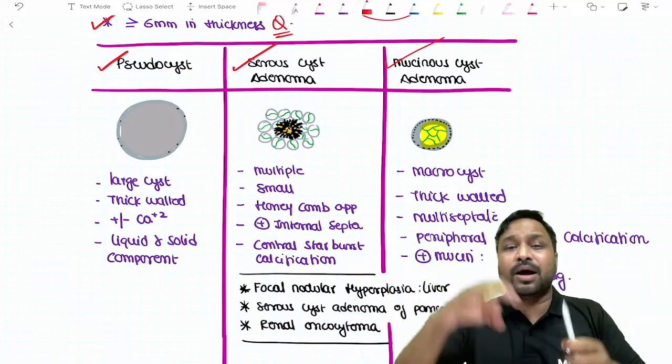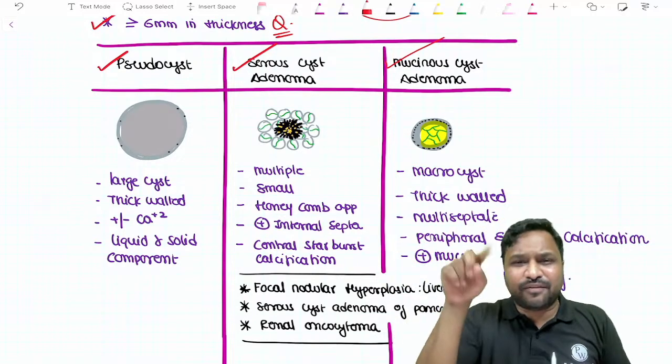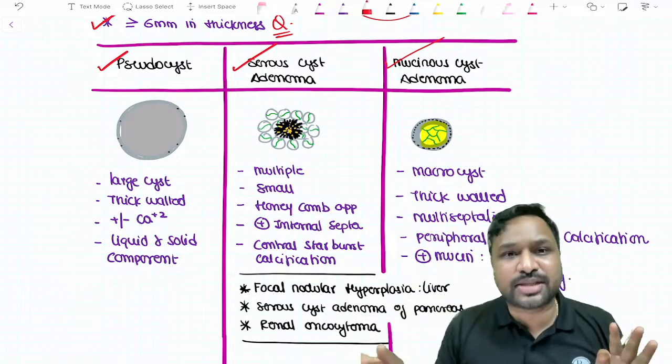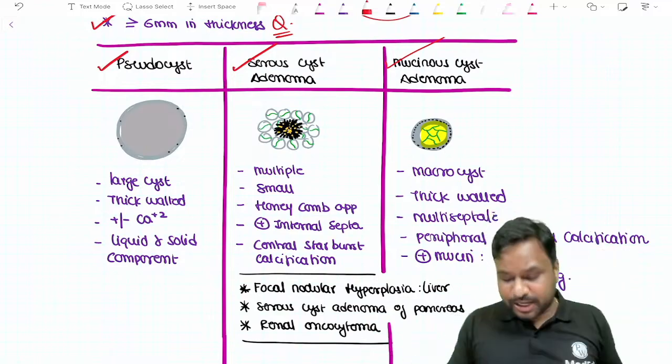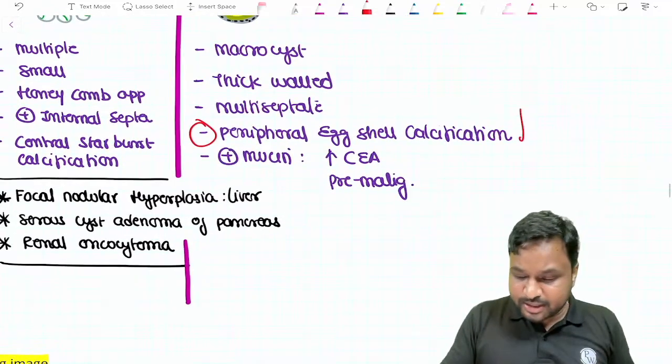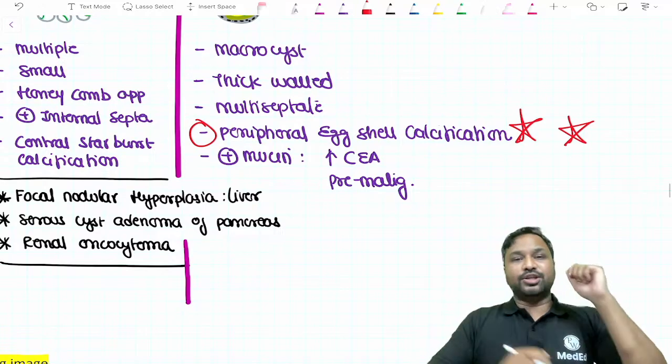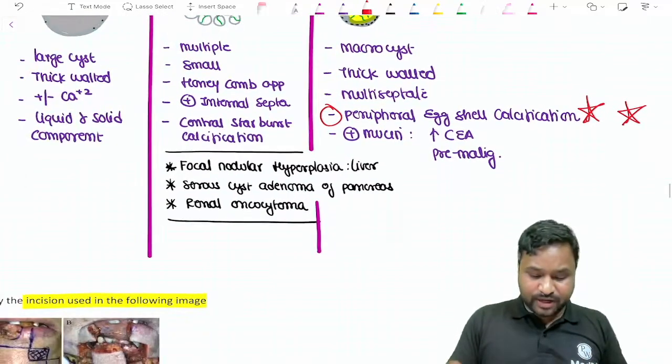What do you have in serous adenoma? Multiple small lesions. There are internal septations, and then you have a central stellate scar. Very important. Mucinous will have peripheral eggshell calcification. This is what you have to pick up. That is your peripheral eggshell calcification, right?